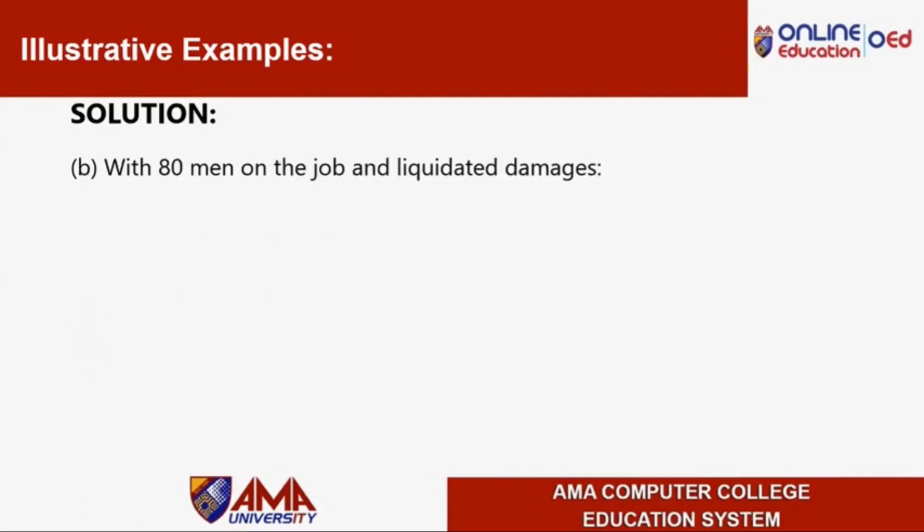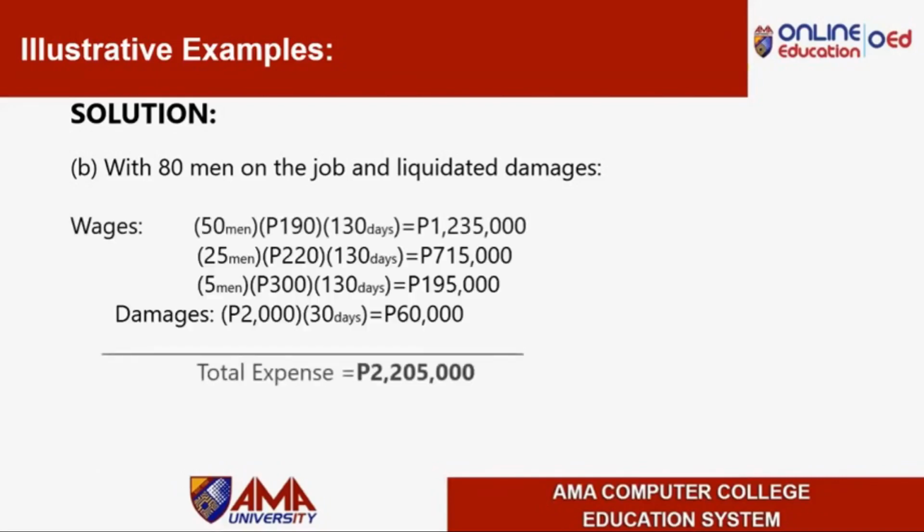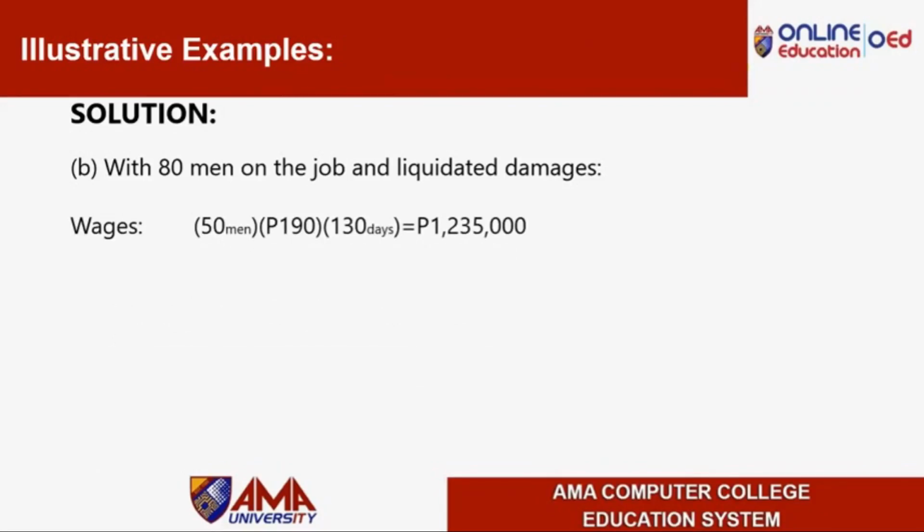Let's base now the solution on the actual men that they have, and of course with the 130 days estimated. So first, for the wages, we have 50 men multiplied by 190 pesos, their salary, multiplied by 130 days. So the total amount would be 1,235,000.